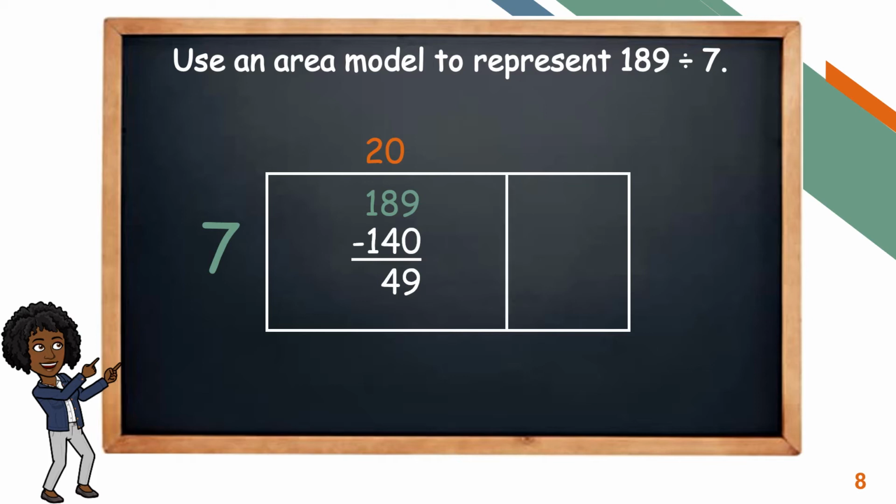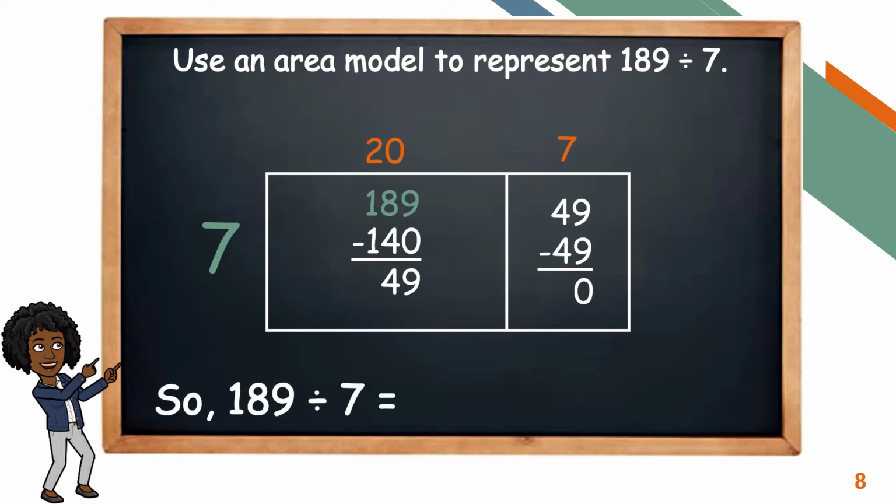If we know our multiplication facts, we know that 7 times 7 equals 49. So we can put a 7 at the top of our rectangle and subtract to see that we have used the entire 189 for the inside of our rectangle because 49 minus 49 equals 0. So 189 divided by 7 equals 27, and 27 times 7 equals 189. Just remember that the factors on the outside of the rectangle have to multiply to the value on the inside of the rectangle. That's how you check your work.